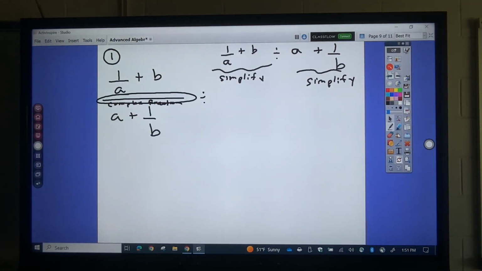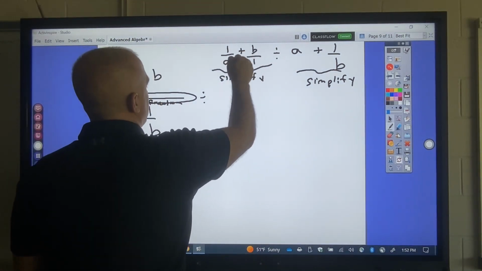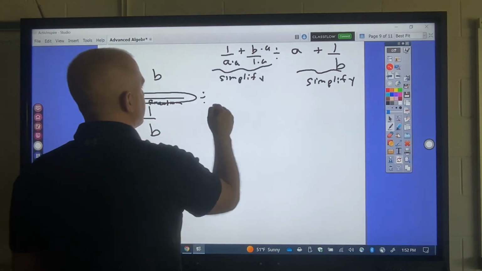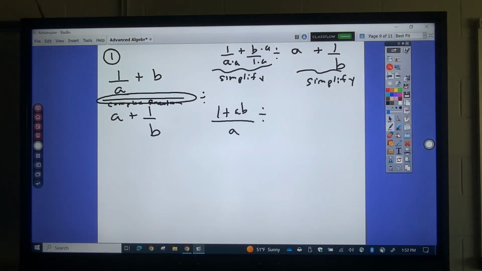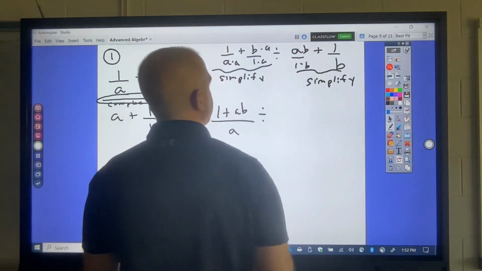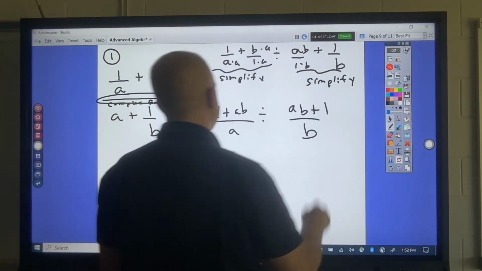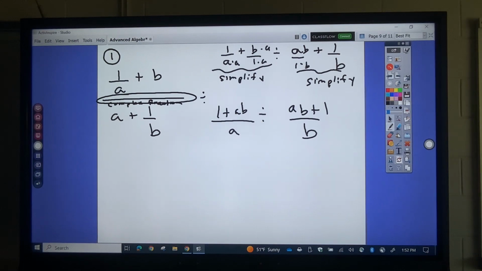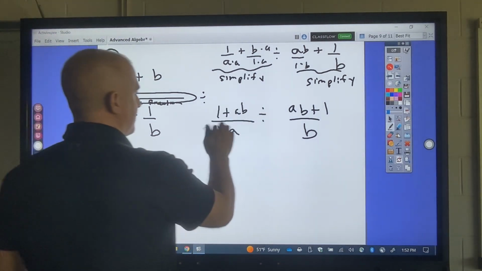Okay? So what I got there, I would have to multiply by a and a. So that's going to be 1 plus ab, I'm going to write in alphabetical order, over a, divided by, on this one, times b. So that's going to be ab plus 1 over b. All right? Now, I have division of fractions. I cannot simplify this.